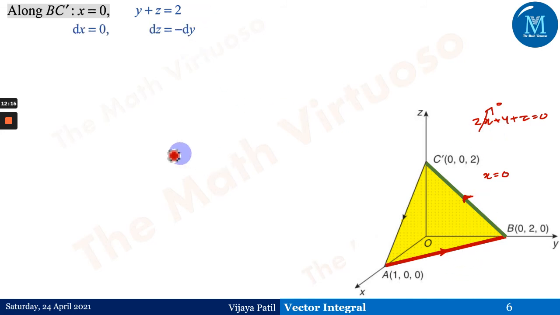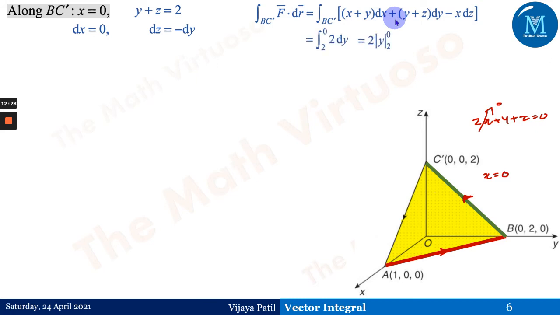That means dx, because of this x is equals to 0, dx becomes 0, and because of this particular curve, we'll be getting dz equals to minus of dy. And we'll be putting dx, dy, dz, all of them. After putting this, x is equals to 0, so this will move to 0, and y plus z is equals to 2. We are going to get it out of this particular thing. We'll be getting the answer as minus of 4 for the line BC dash.